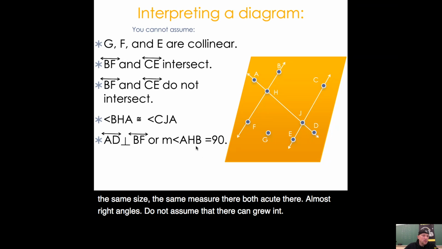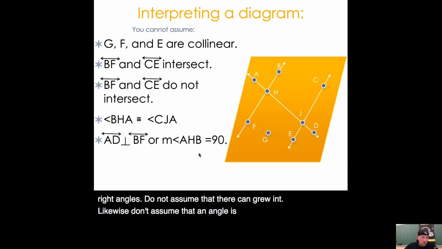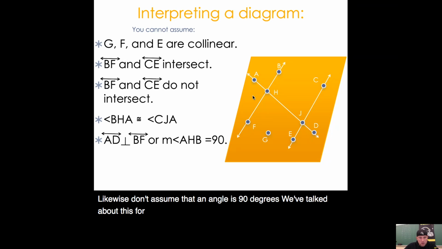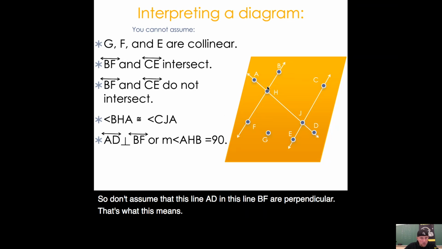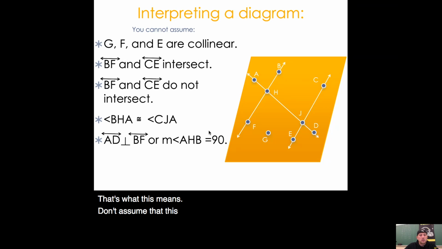Likewise, don't assume that an angle is 90 degrees. We've talked about this for a while now. So don't assume that this line AD and this line BF are perpendicular. That's what this means. Don't assume that this angle is 90.